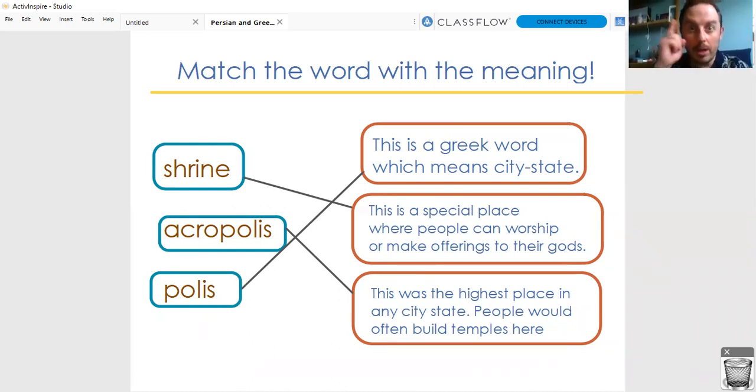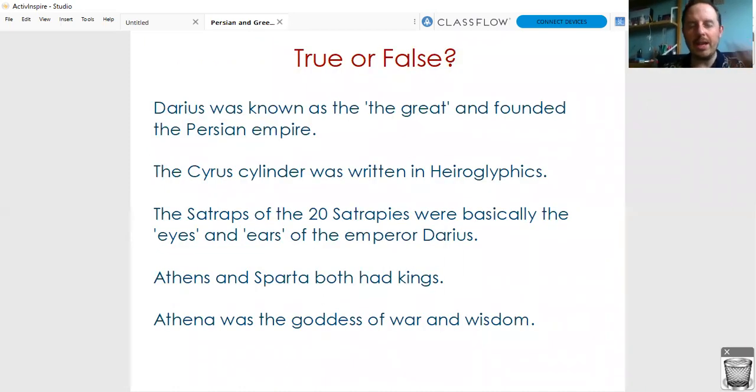Okay, let's try and do a little bit more revision here with some true or false statements. Have a think. I'll read them out to you and you can tell me whether they're true or false. Darius was known as the Great and founded the Persian Empire. True or false? The Cyrus cylinder, remember that? The Cyrus cylinder was written in hieroglyphics. Was it? I don't know, you tell me. The satraps of the 20 satrapies were basically the governors, the eyes and ears of the Emperor Darius. Athens and Sparta both had kings. And Athena was the goddess of war and wisdom.